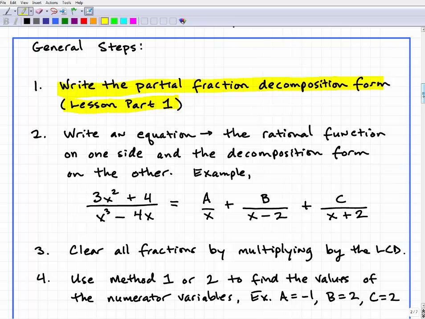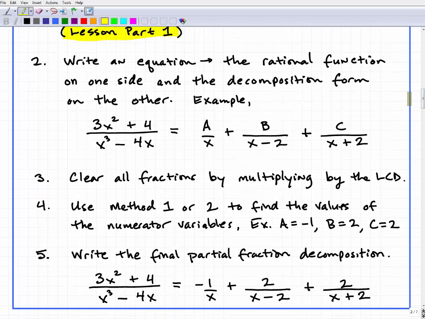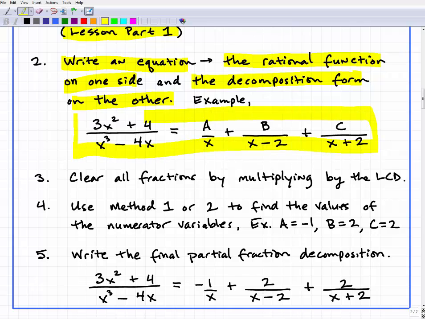Once you've got that, what we need to do is write an equation. We're going to have the rational function on one side and the decomposition form on the other. So we have our problem, the rational function, and the decomposition form, but it is very specifically written as an equation, one thing equal to the other. The next thing you're going to do is clear all fractions of this equation by multiplying by the LCD. We're going to take this whole thing and multiply by the LCD.